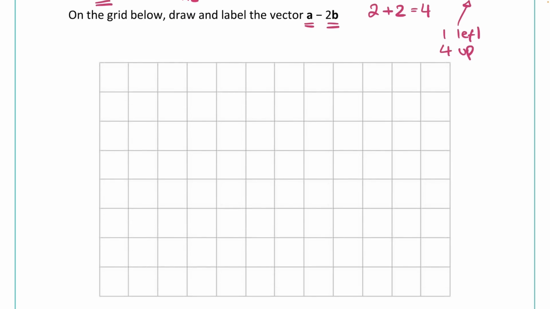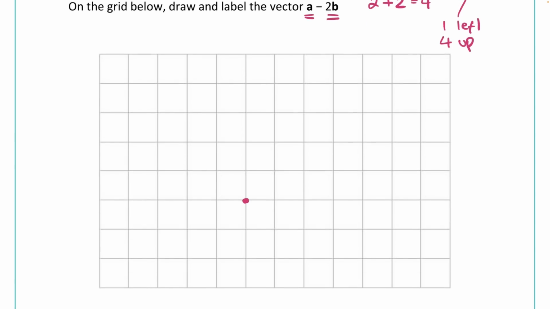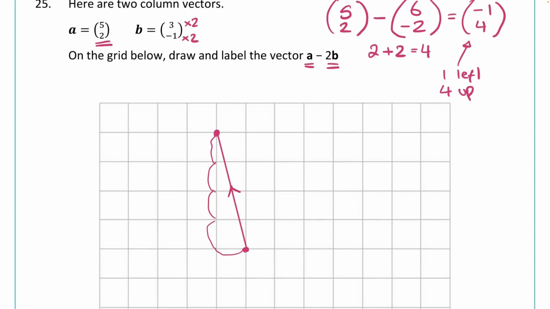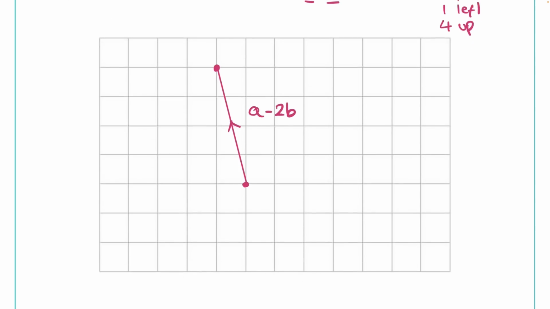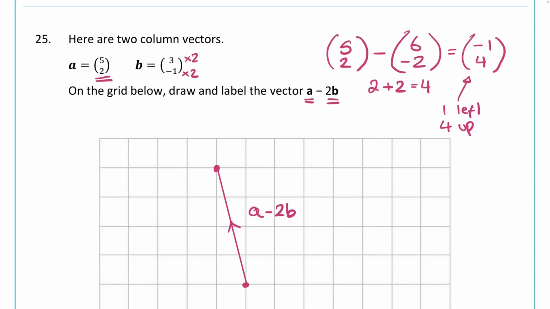Now if I draw a dot somewhere, let's imagine that's the start of where we're moving from, and I can pick anywhere as long as I have enough space to go 1 left and 4 up. So if I draw sort of guidelines in, 1 to the left, 1, 2, 3, 4 up would take me to here. So to draw this in, I would just connect those together with a nice straight line, draw an arrow in that direction, and if you want you can label it. You don't necessarily have to unless it says to, but there we go, that would be the vector, 1 left and 4 up, and I'm just going to label that a minus 2b. And there we go, there is drawing a vector and using the column vectors to actually find that movement.